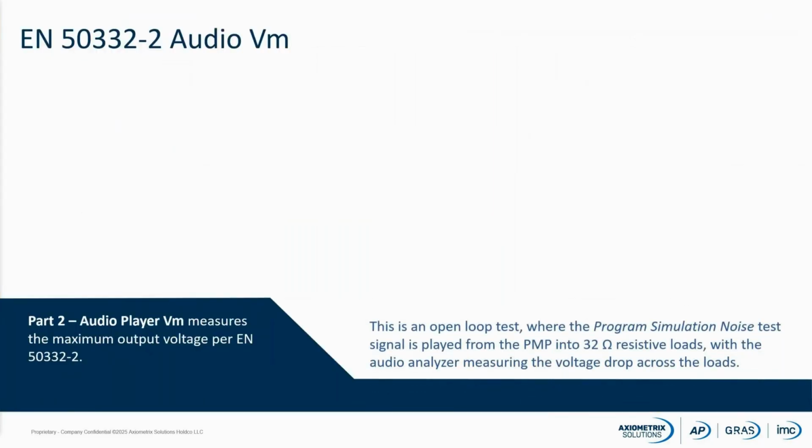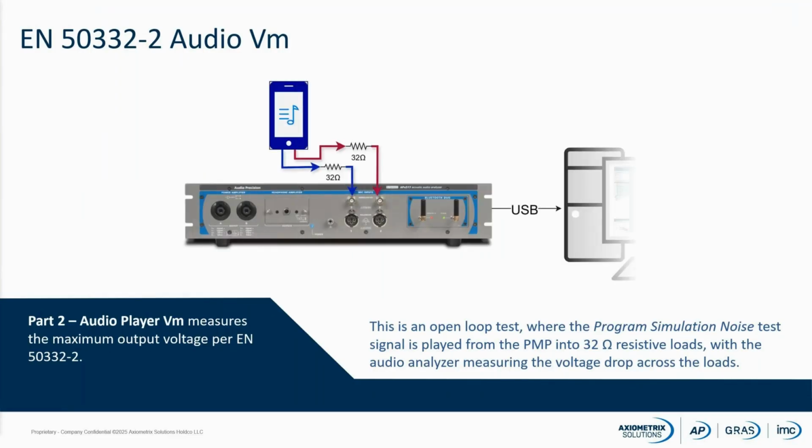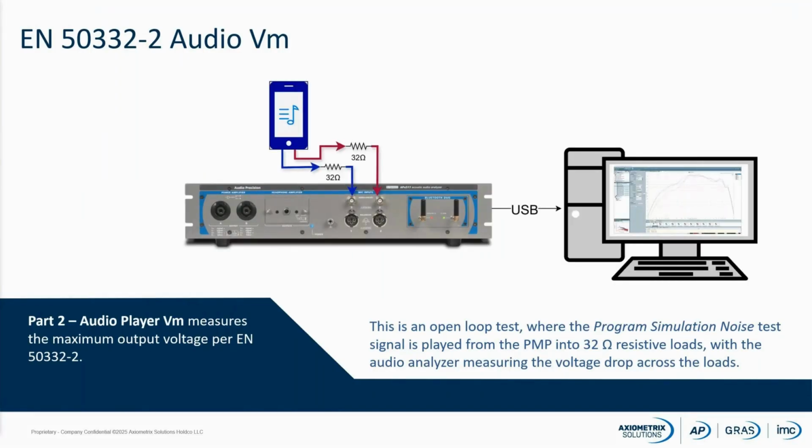Next, we have part 2, audio player VM. This is an open loop test where the program simulation noise test signal is played from the PMP into 32 ohm resistive loads with the audio analyzer measuring the voltage drop across the loads.